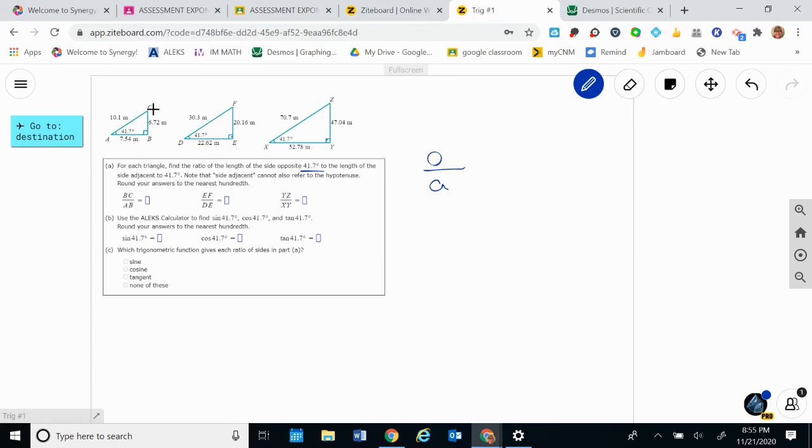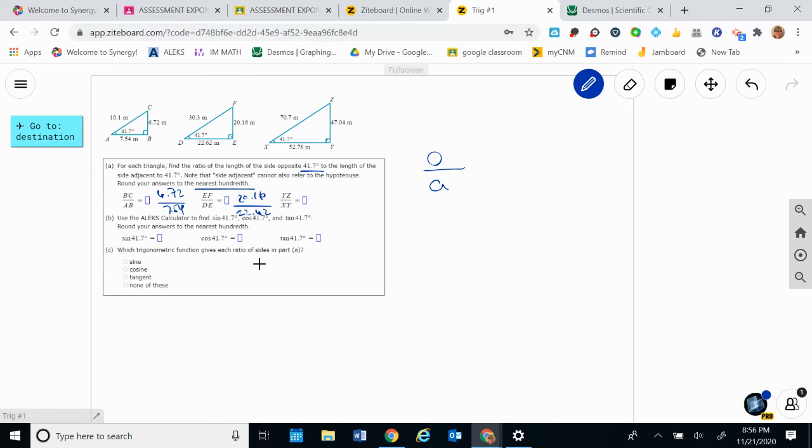So BC over 7.54. It says round to the nearest hundredth. So what you would do is you would take 6.72 and divide it by 7.54. And then this one you'd be 20.16 over 22.62. Now you're not going to plug this in. You're going to plug it into the calculator and put the answer, YZ over XY. And what you'll find out is you're going to get the same answer because these are similar triangles. Use the calculator to find this sine, cosine, and tangent. Okay, that's just a calculator question, no problem.